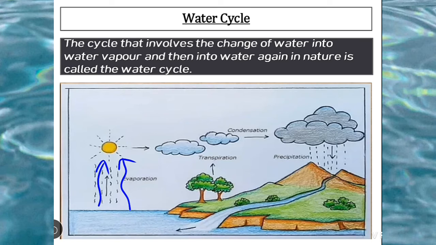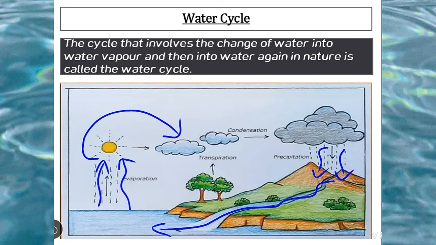It then rises up and condenses to form tiny droplets of water. These droplets join to form clouds. When clouds become heavy, they fall down as rain. This rainwater again flows back to various water bodies and this process is continued. So, let's recall the definition of water cycle. The cycle that involves the change of water into water vapor and then into water again in nature is called the water cycle.